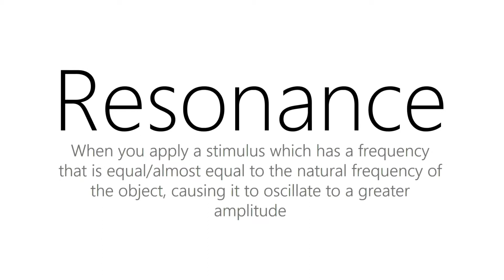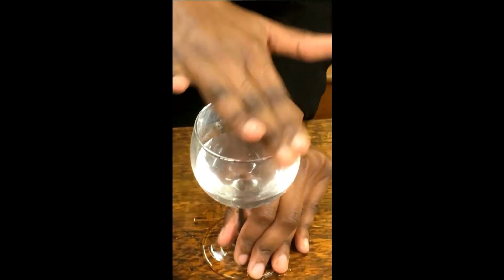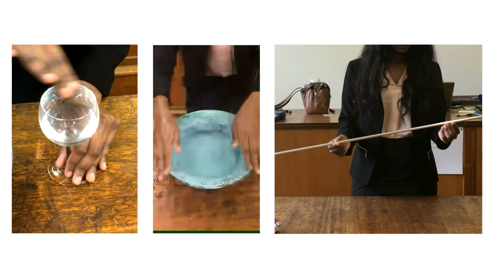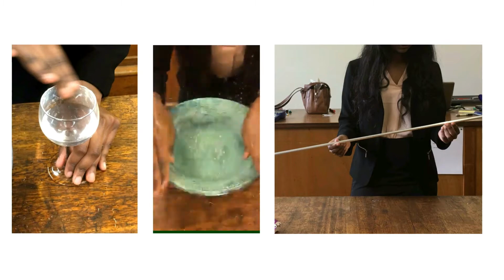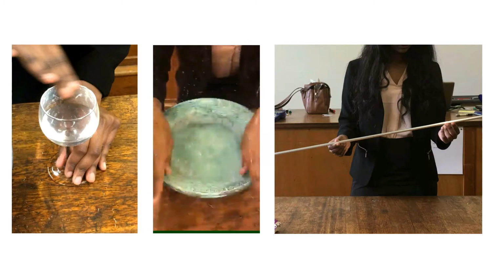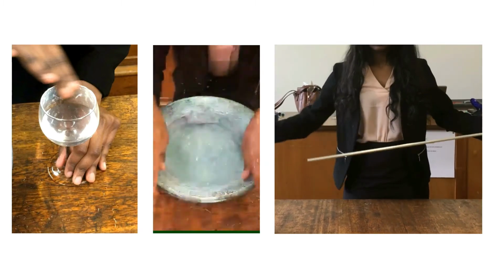It jumps up due to resonance, which is when we apply a stimulus to an object, which has a frequency that's almost equal to the resonant frequency of the object, causing it to oscillate to a greater amplitude. The force we apply to the rim of the cup has a similar frequency to the resonant frequency of the glass, so it resonates, vibrating to a greater amplitude, so the sound is louder and can be heard. The same can also be seen with a Chinese singing bowl. The resonance makes the water jump up, and same with this metal rod.